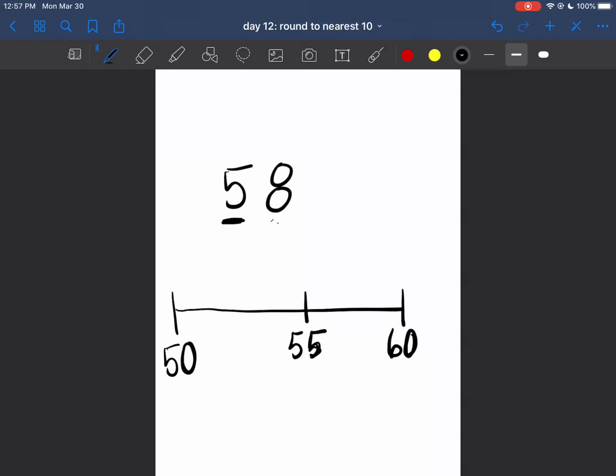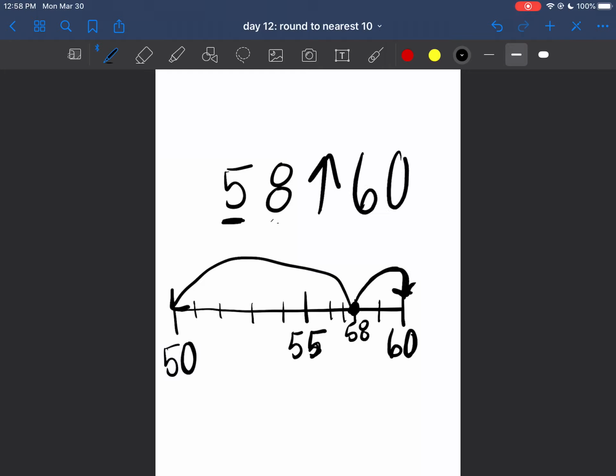Now, if I were to start counting, does 58 come before 55 or after 55? It comes after. Just to show you: 50, 51, 52, 53, 54, 55, 56, 57, 58, 59, 60. Now to figure out if it rounds down or up. Is 58 closer to 60 or closer to 50? It is closer to 60, so it would round up to 60.